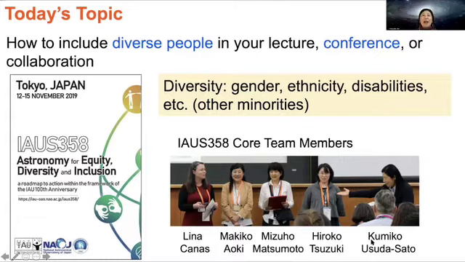We held the IAU Symposium, Astronomy for Equity, Diversity, and Inclusion, in 2019 at NAOJ headquarters, and I was deeply involved in it as a LOC chair and a core team member with my colleagues. In the lower right, I show the core team members of the symposium.